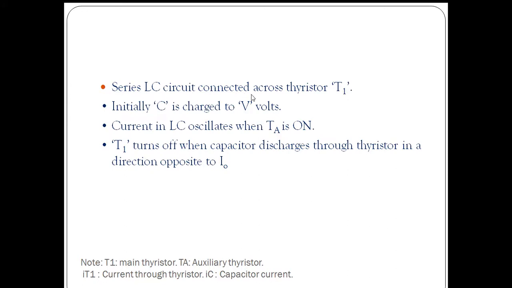This series LC circuit is connected across the T1 in parallel. Initially the capacitor is fully charged and it is having a voltage of V volts. The current in LC oscillates when TA is turned on. When the auxiliary thyristor is switched on, the current in LC will be oscillating and the polarity of the capacitor will be changing. T1 is turned off when the capacitor discharges through the thyristor in the opposite direction.